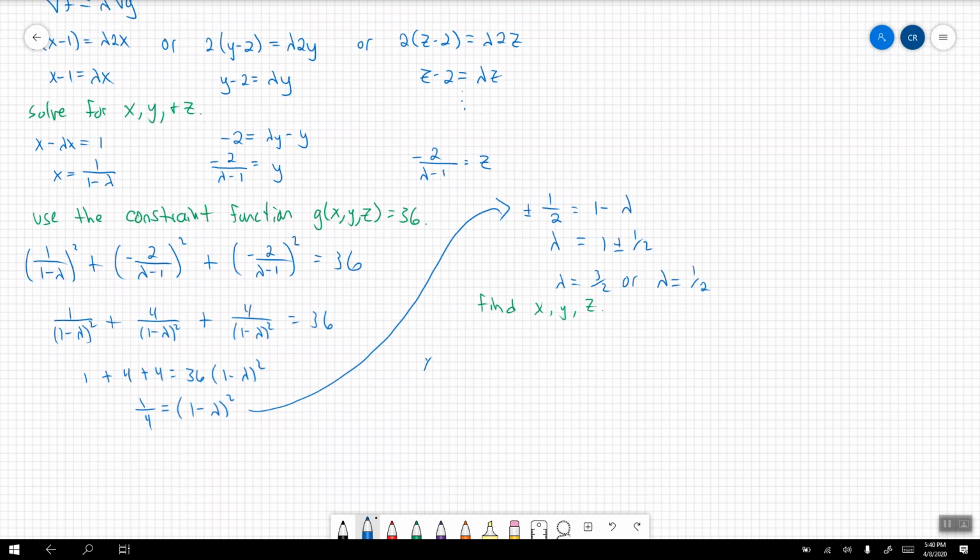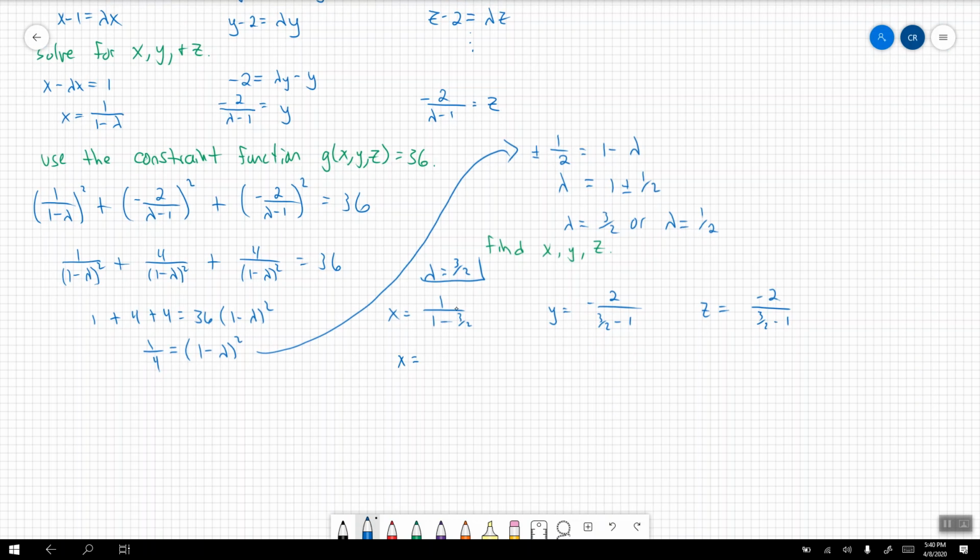Actually, give me one quick second. I'm going to use one of my first lambdas. I'm going to say lambda is equal to 3/2. When lambda is equal to 3/2, x is 1 divided by 1 minus 3/2. Y is negative 2 divided by 3/2 minus 1. And z is the same thing. There we are.